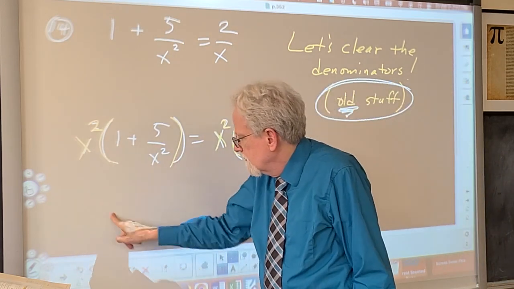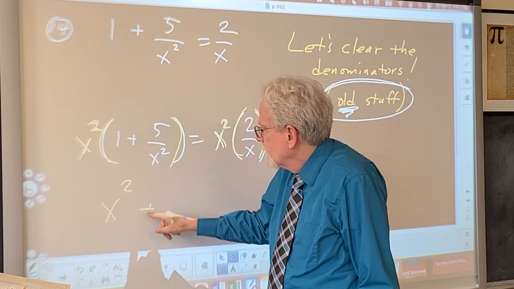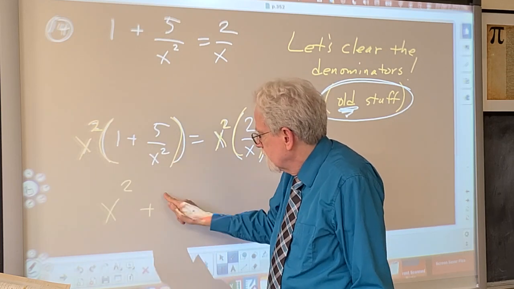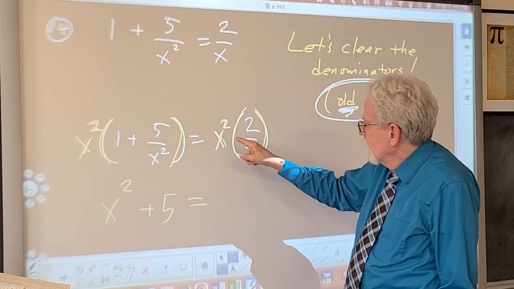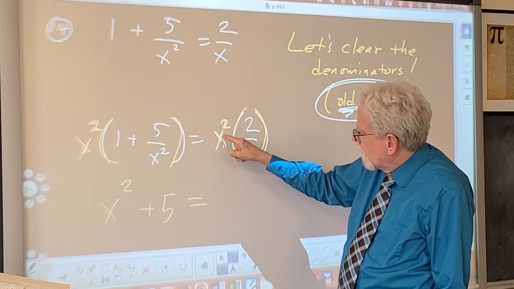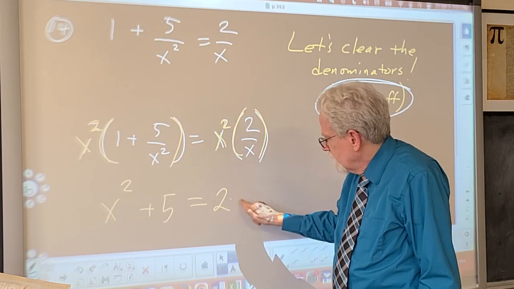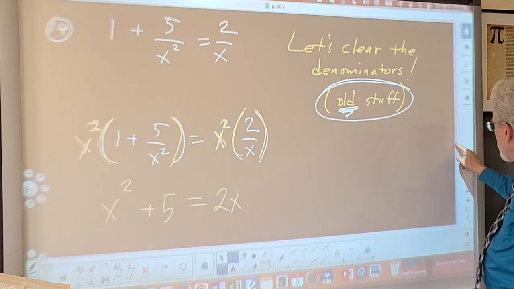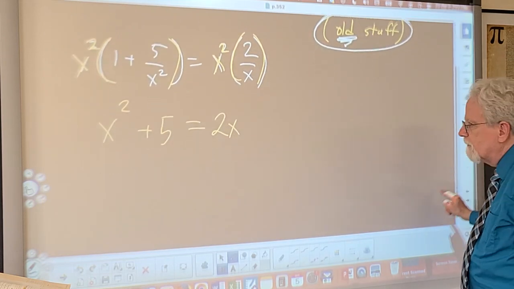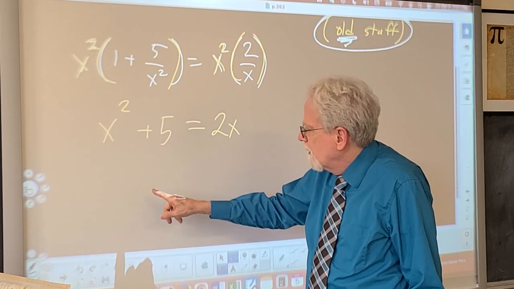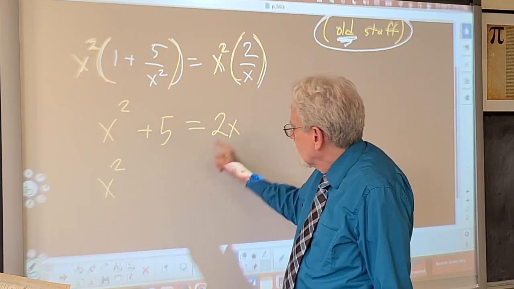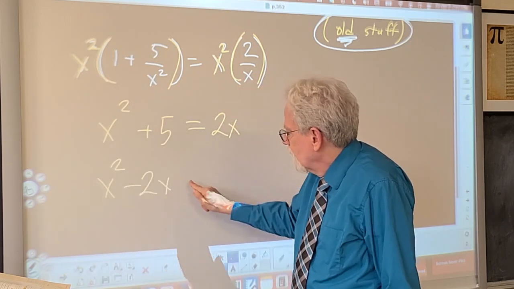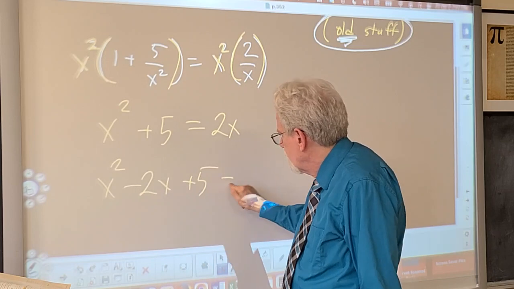x squared times 1 plus, here the x squareds cancel, equals, here that x cancels one of those x's, so we have 2x. And now it's looking better. Now it's looking like something we can work with. Let's get everything on the left side. x squared, subtract 2x, bring down the plus 5, equals 0.